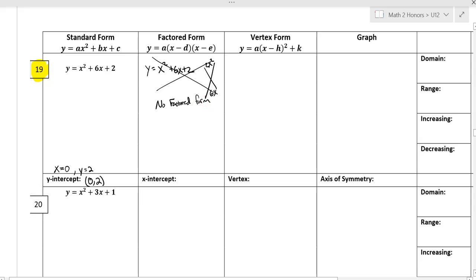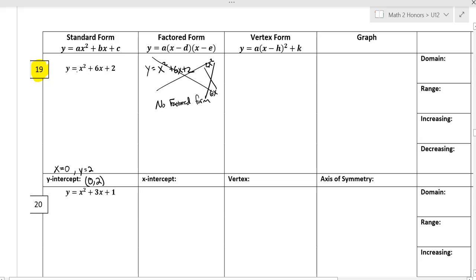So if there's no factored form, then you need another way to find things like x-intercepts or the vertex or the axis of symmetry. And so there's a way to go from standard form straight to vertex form, and that's through a method called completing the square. And so that's what I'm going to do here.